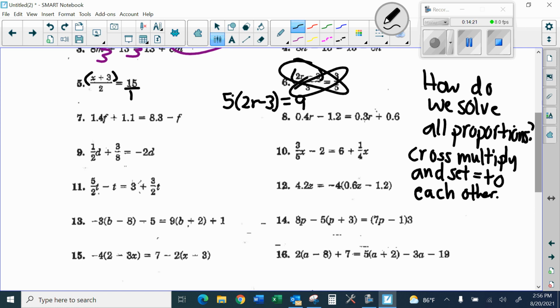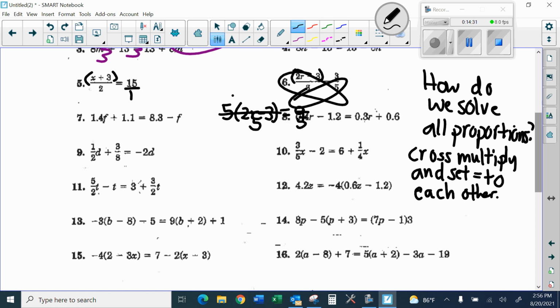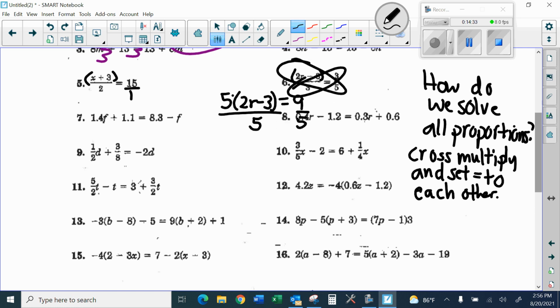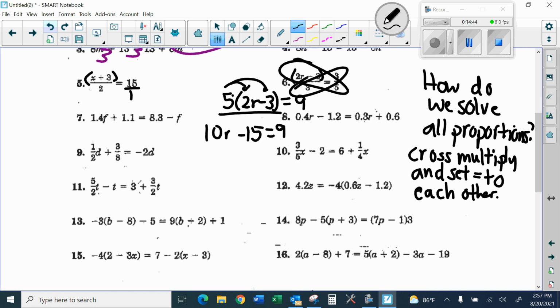All right, so the opposite of times is division. I could divide by 5 on both sides. That's one way of doing it, which you might not have been taught. But 9 divided by 5 does not go in evenly, so I'm not going to do that. I'm going to go ahead and distribute. So I get 10r minus 15 equals 9.